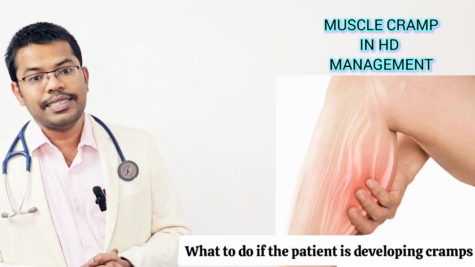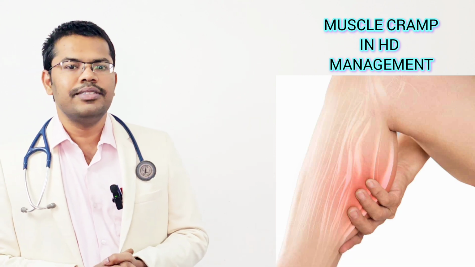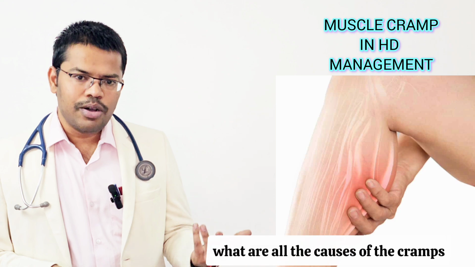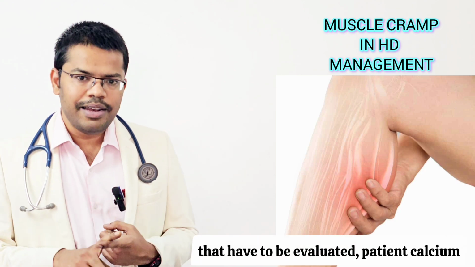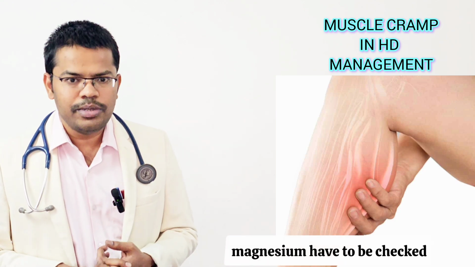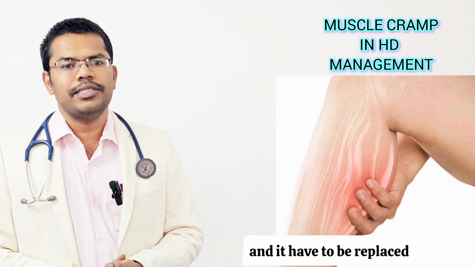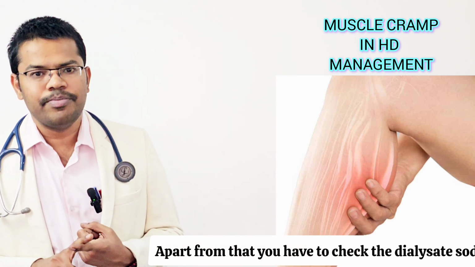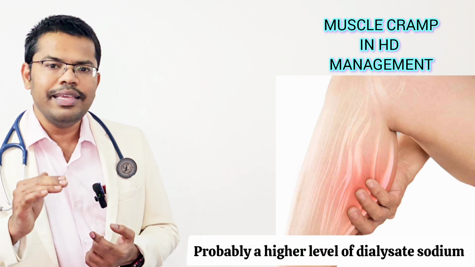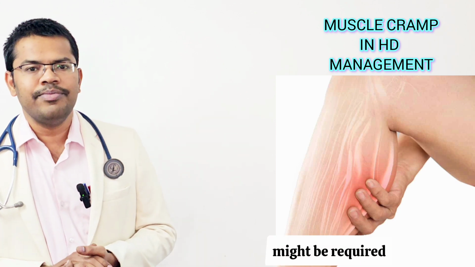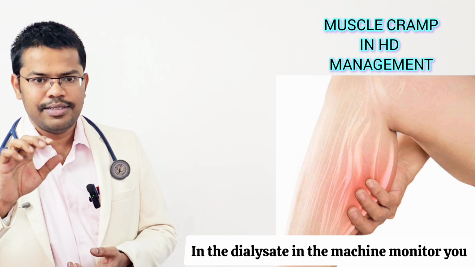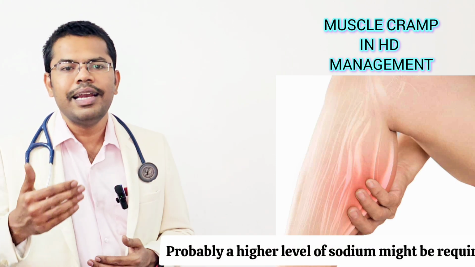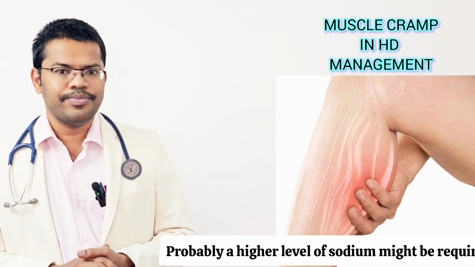What to do if the patient is developing cramps on every dialysis? Here, as I told, the causes of the cramps have to be evaluated. Patient calcium and magnesium have to be checked and replaced. Apart from that, you have to check the dialysate sodium. Probably a higher level of dialysate sodium might be required. In the machine monitor, you can adjust the sodium level.